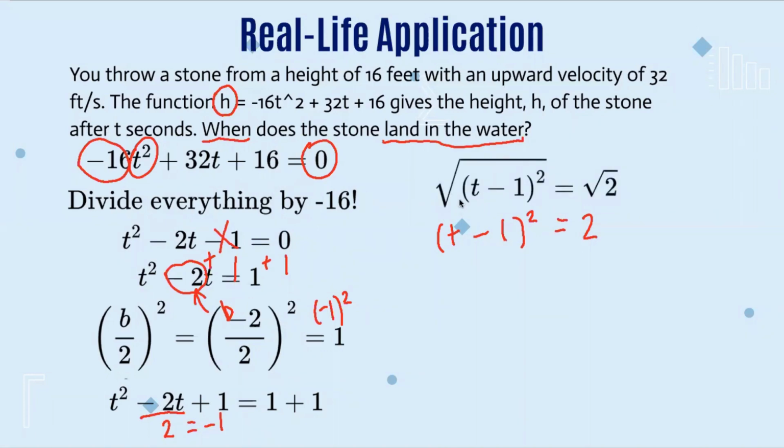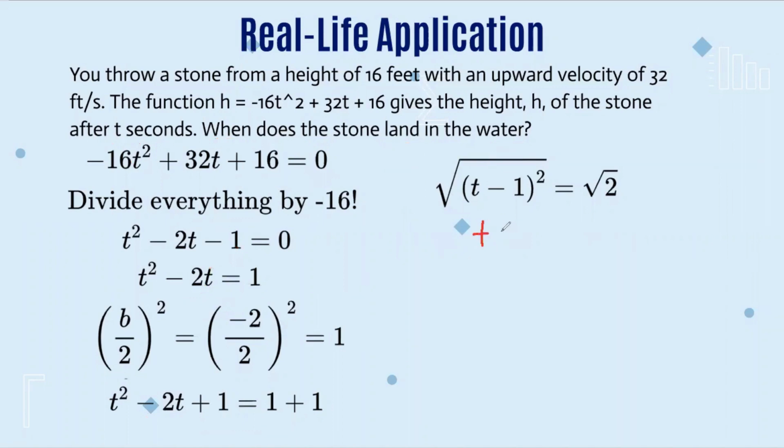So I'm going to take the square root of both sides. That would cancel out this squared right here. And that would give you t minus 1 equals plus or minus square root 2. Square root 2 can't be simplified, so you can just leave it as is. Now add 1 to both sides, and that would give you t equals 1 plus or minus square root 2.